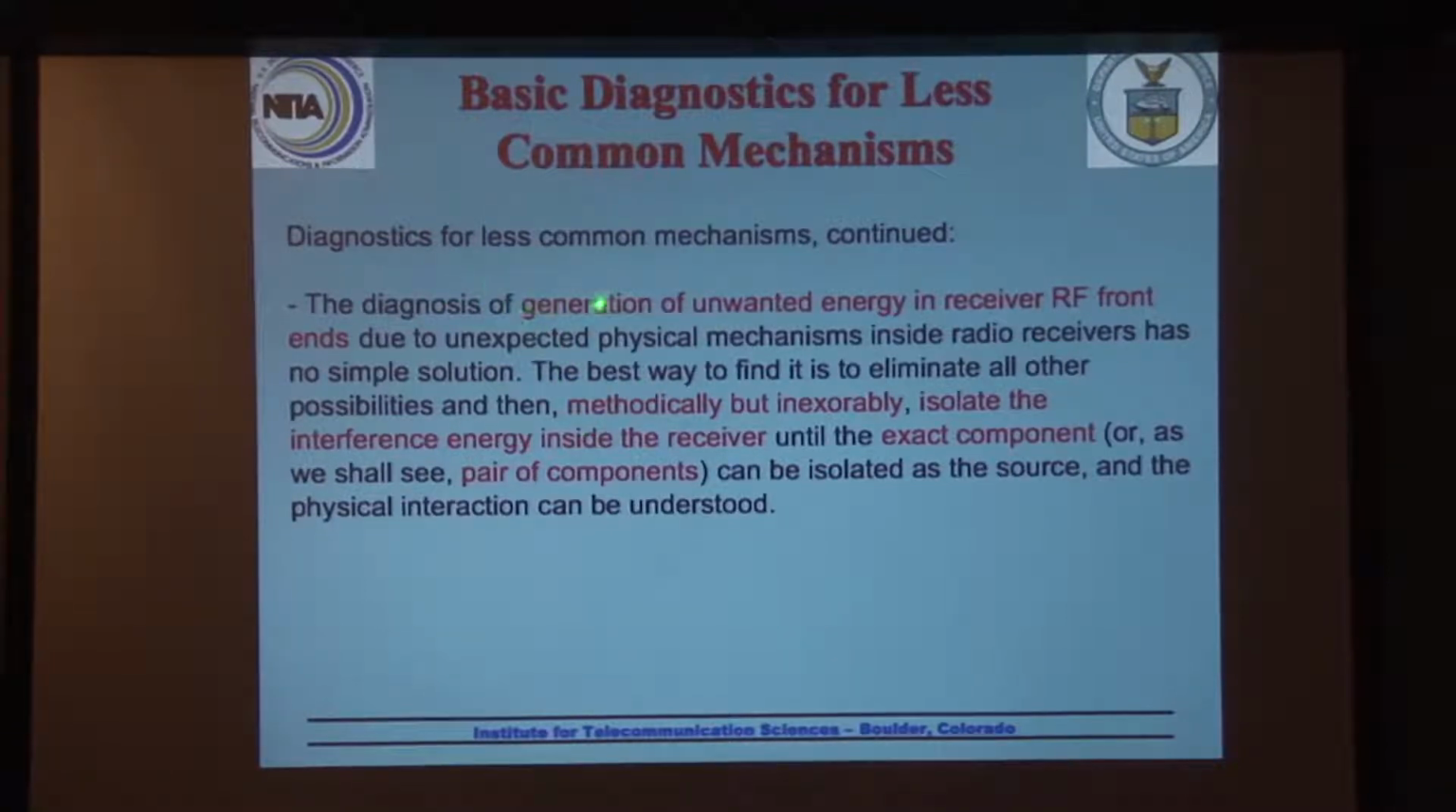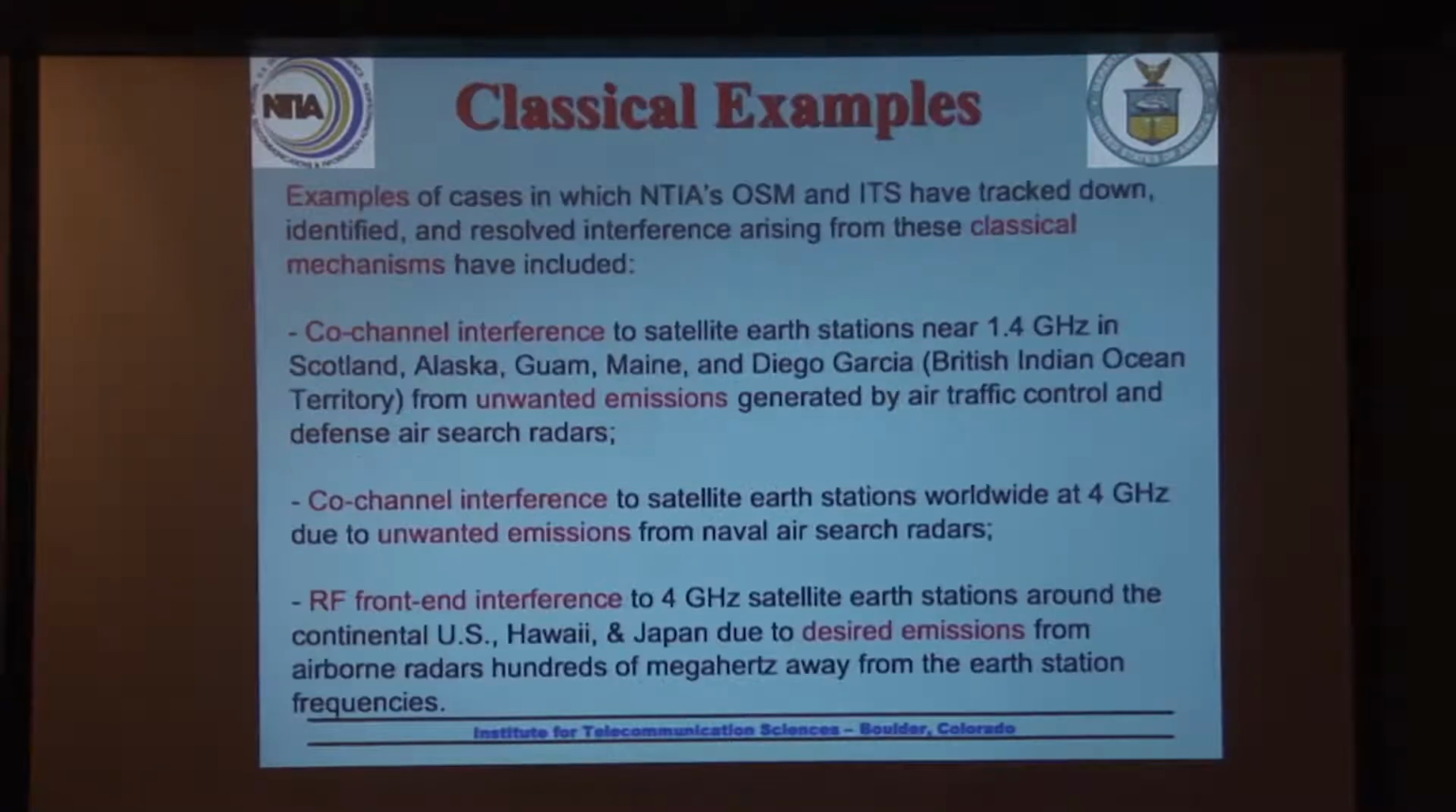And then finally, if you're getting the generation of unwanted energy inside the receiver RF front end due to some weird, unexpected physical mechanism, then there's no cookbook solution to finding it, but what you're going to have to do is eliminate all the other possibilities and then methodically, and I like to say, but inexorably, the way a glacier moves, slowly, methodically, but unstoppably, you will finally work component by component through the receiver until you isolate that interference energy inside the receiver and find the exact component, or, as we're going to see, a pair of components, where this problem is occurring inside the receiver.